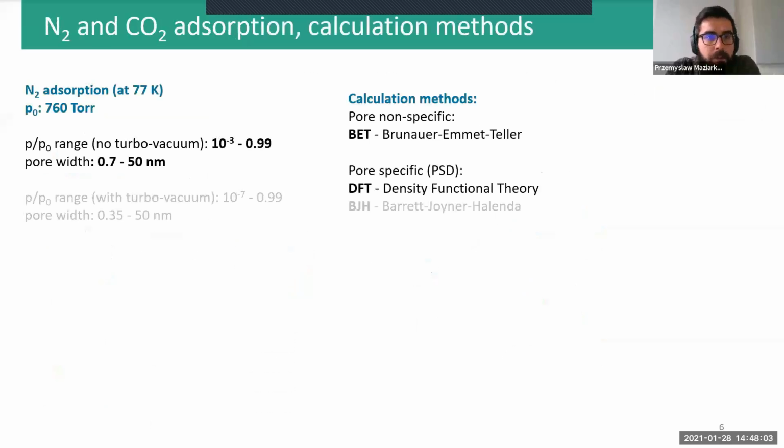So for the nitrogen, we use the P/P0 range between 10 to the minus 3 and 0.99, which gives roughly a pore size distribution between 0.7 and 50 nanometers. And for the calculation, we use the pore non-specific method, so the BET, the standard one, and the pore specific method, which allows us to obtain the pore size distribution. So more or less the volume adsorbed at a certain range of pore size.